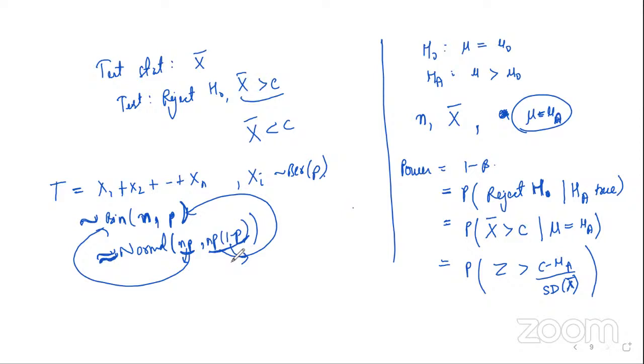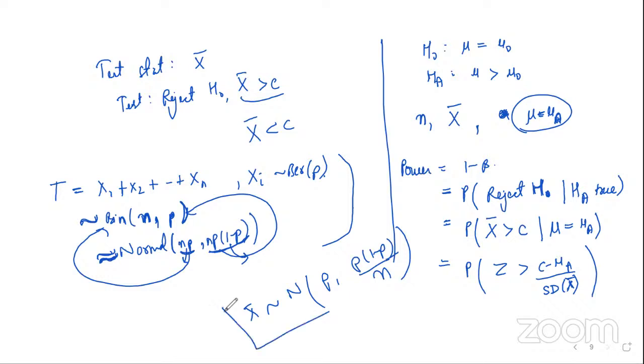But the other way of looking at it, what I was doing was p into 1 minus p is anyway the variance, divided by root n, which I kept doing. So it is not necessary that you do it in this way. You can follow that approach also. Your X bar becomes normal with mean p and variance p times 1 minus p divided by n. That is also fine.